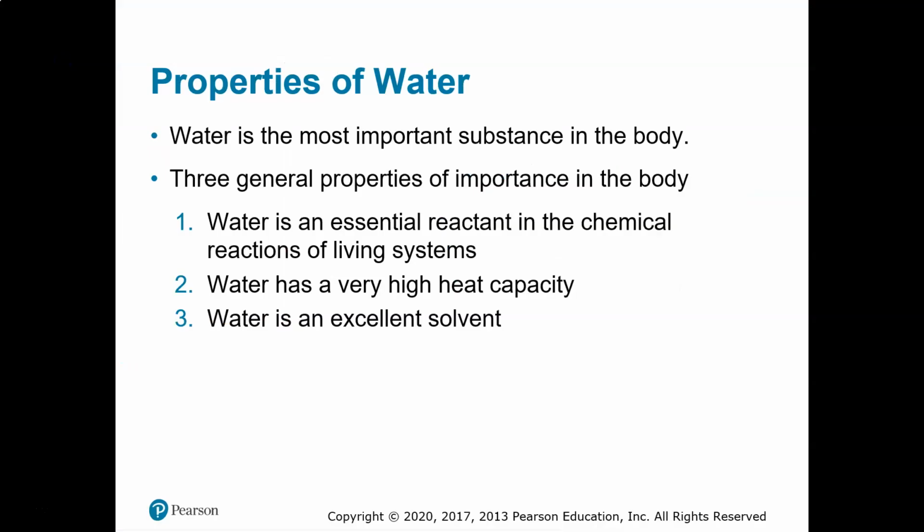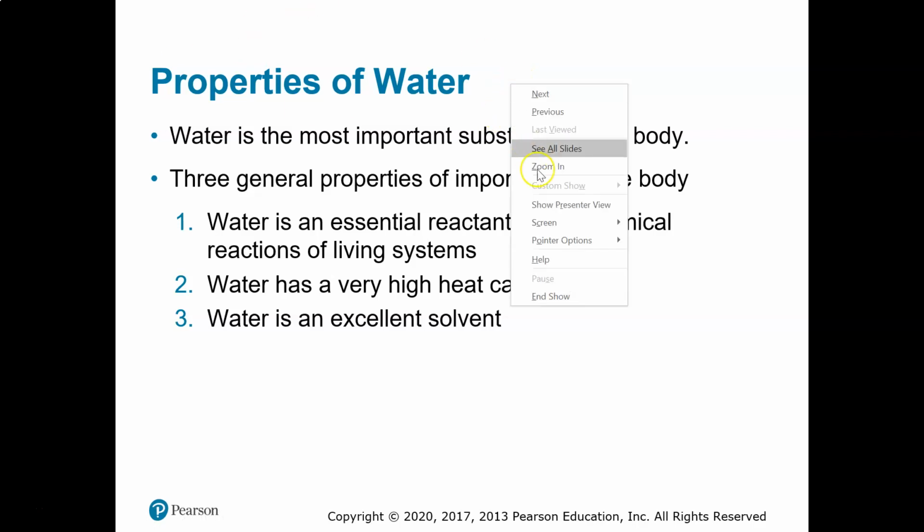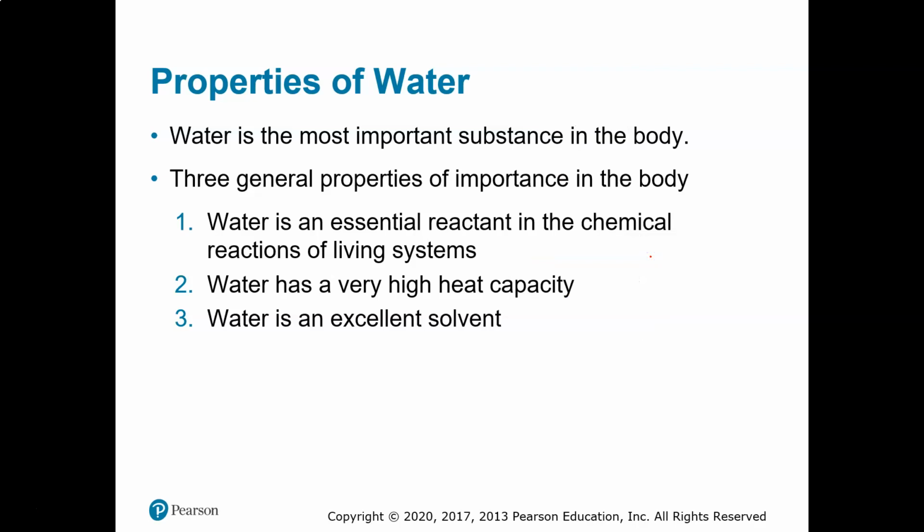We learned that water has many important chemical properties due to the fact that it forms polar covalent bonds. The water molecule is formed by polar covalent bonds between oxygen and hydrogen, and individual water molecules are attracted to each other by hydrogen bonding. And so this leads to the fact that water is the most important substance in the body, and it's the substance with the highest percentage in the body as well.